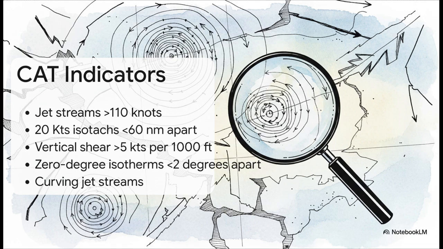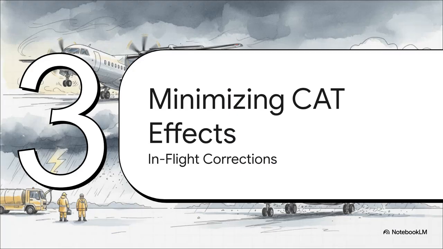And look at the temperature. If 0-degree isotherms are closer than 2 degrees of latitude apart, brace for impact. Oh, and always be highly suspicious of curving jet streams and sharp pressure troughs. Which brings us to Section 6, Minimizing CAT Flight Effects.